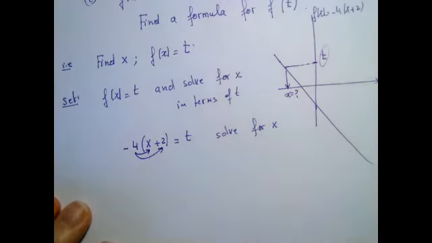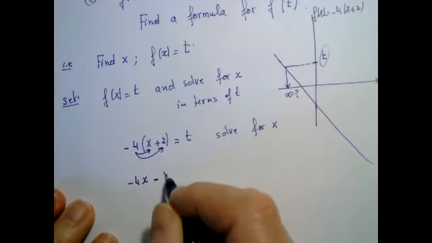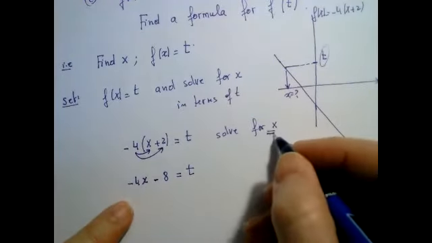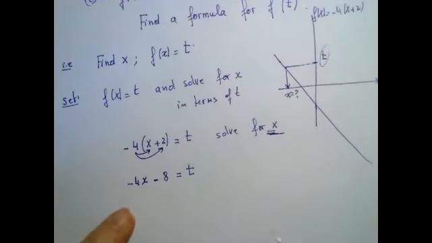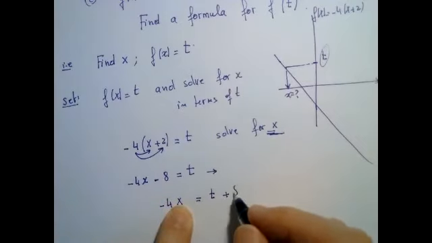You're going to distribute, as everybody is telling me, absolutely correct. We're going to distribute the -4. It's going to give me -4x -8 equals t. By distributing, it becomes easy to isolate my x. Remember, I'm solving for x. It's x that I need to isolate in terms of t. I'm going to add 8 to both sides, because x is my unknown. That gives -4x equals t plus 8. And then I divide by -4 across the board.